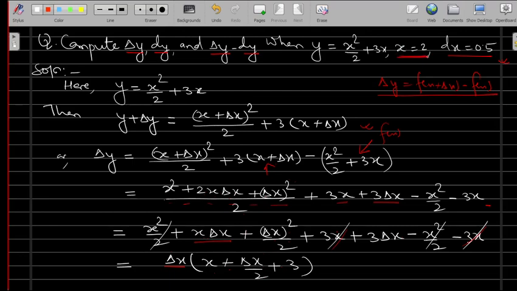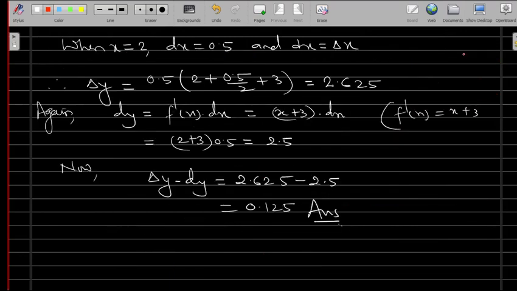So what we have given: x is 2, delta x or dx is equal to 0.5. So when x is equal to 2, dx equals 0.5, and dx equals delta x, that is taken. That's why delta y equals (2 + 0.5)²/2 + 3, and we will get 2.625. And we know that dy equals f'(x) dx.